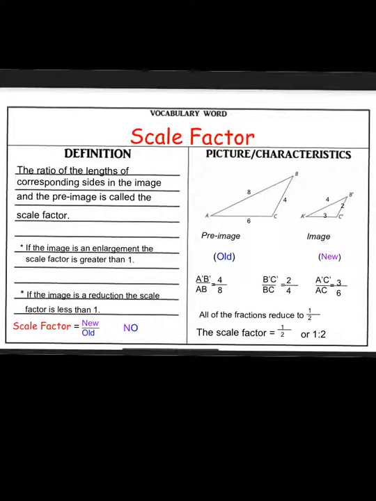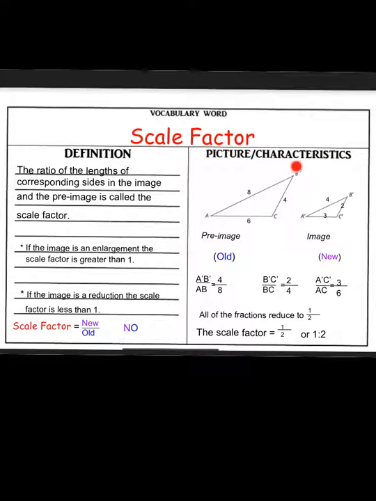The scale factor is simply a number in the form of a fraction by which we multiply the side lengths from the pre-image to get the new side lengths after the dilation on the image. To find the scale factor, you simply set up a fraction, just like I have over here. Scale factor is equal to new over old, based on corresponding sides. So new goes on top as a numerator, and the old is your denominator.